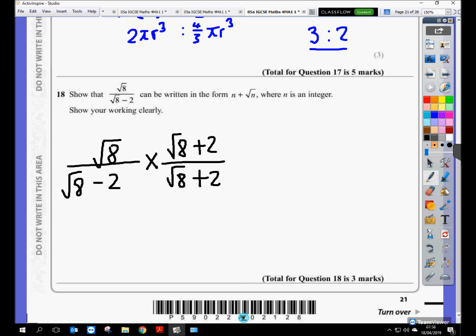Okay. Without going any further, you've now gained a mark. So what I now need to do is multiply. So let's multiply on the top. Root 8 times root 8 is 8. And then I have plus 2 root 8. Root 8 times 2 is 2 root 8.